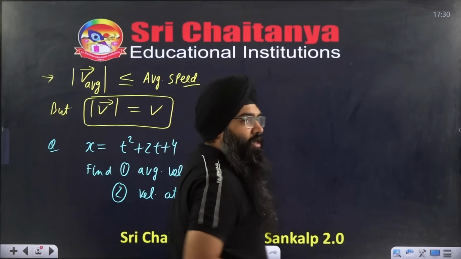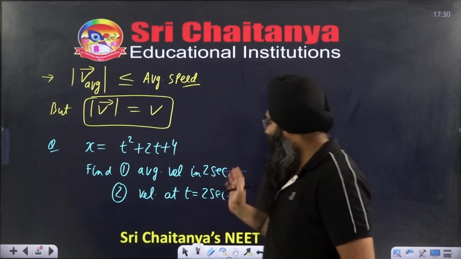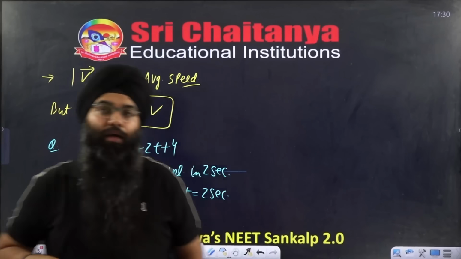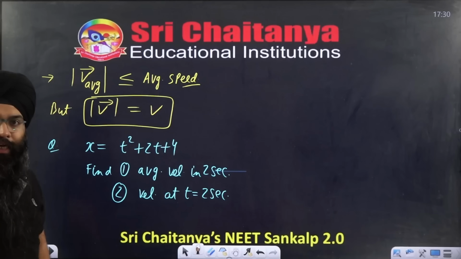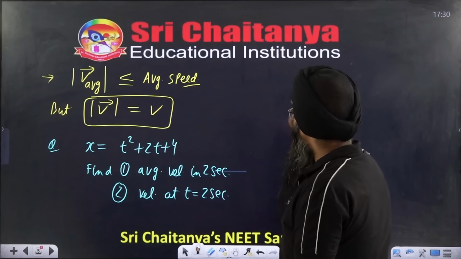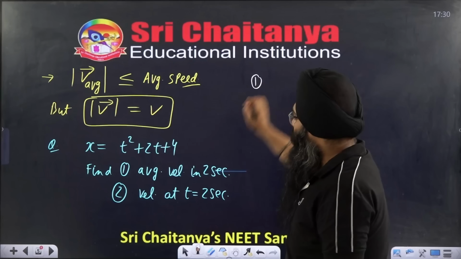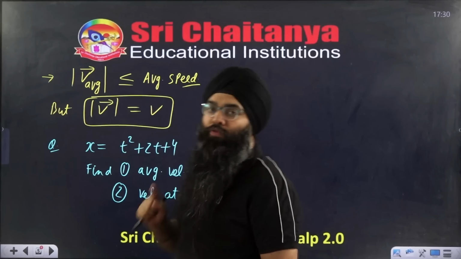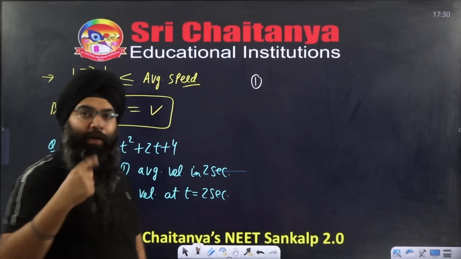So in the first case, what I'm asking? In the first case, I'm asking find the average speed in 2 seconds. And in the second case, I'm asking find the instantaneous speed or instantaneous velocity at t equals to 2 seconds. So these two things I have to find. I already told you that to calculate the average velocity, you have to calculate the change in position divided by total time.